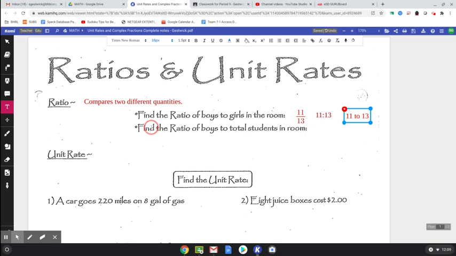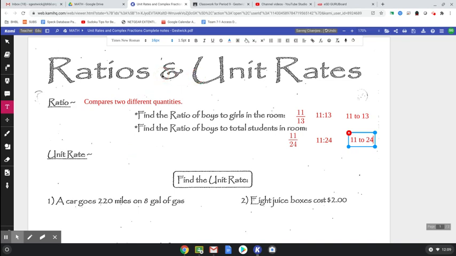All right, and then find the ratio of boys to total students. If these were the numbers, we would have 11 boys, and in the example I did here, how many total would we have? Looks like 24. And if you could reduce that, you would. We can't, so we're not going to. And again, you could write it a bunch of different ways. So a ratio compares two different things.